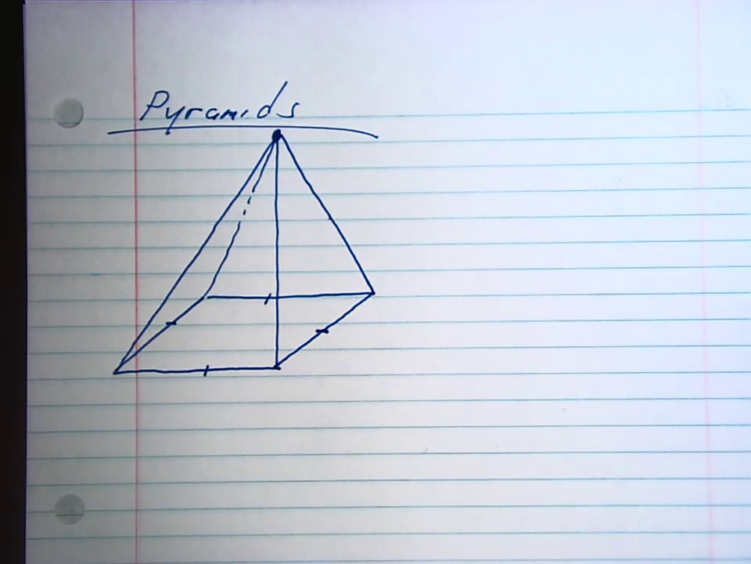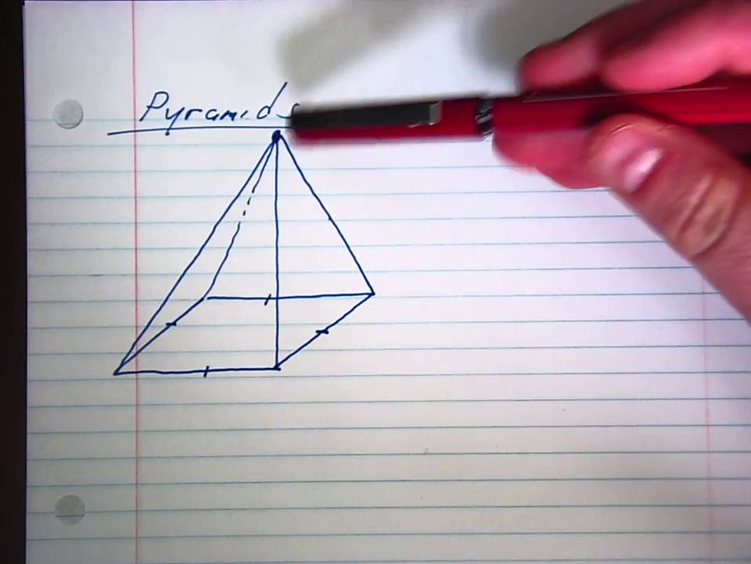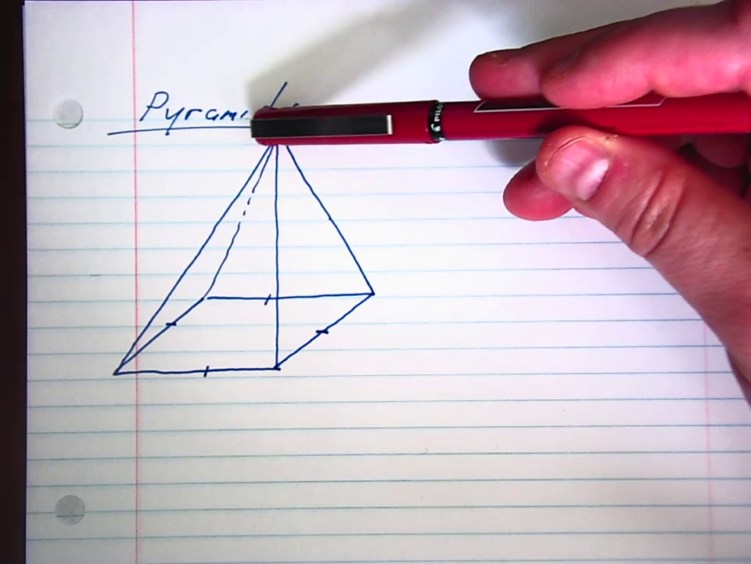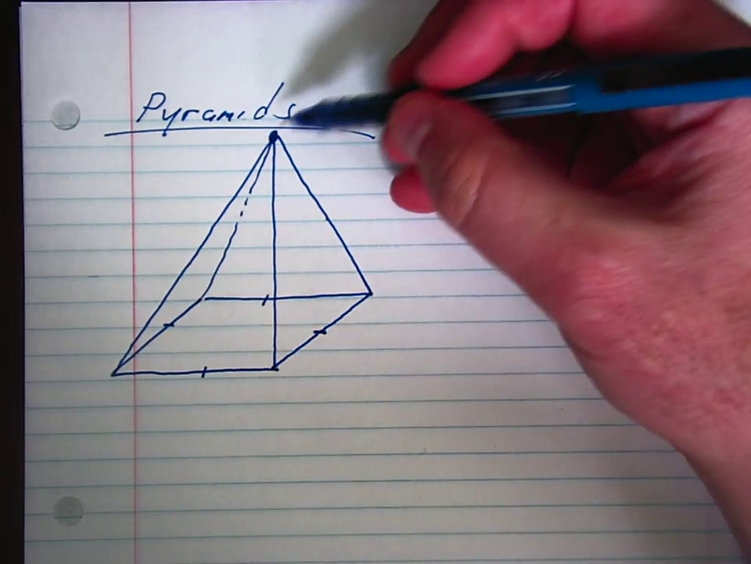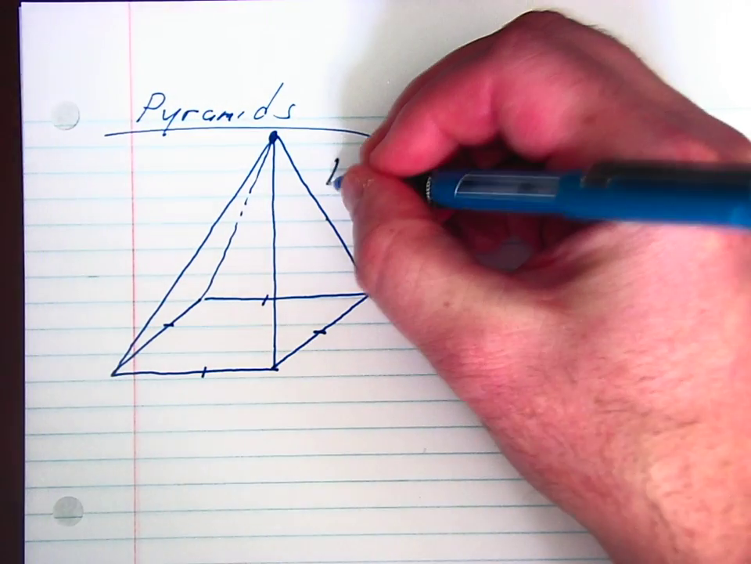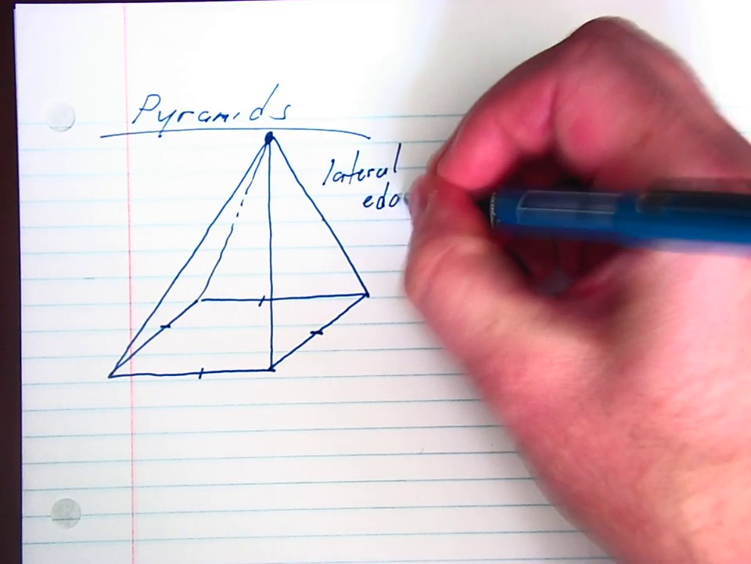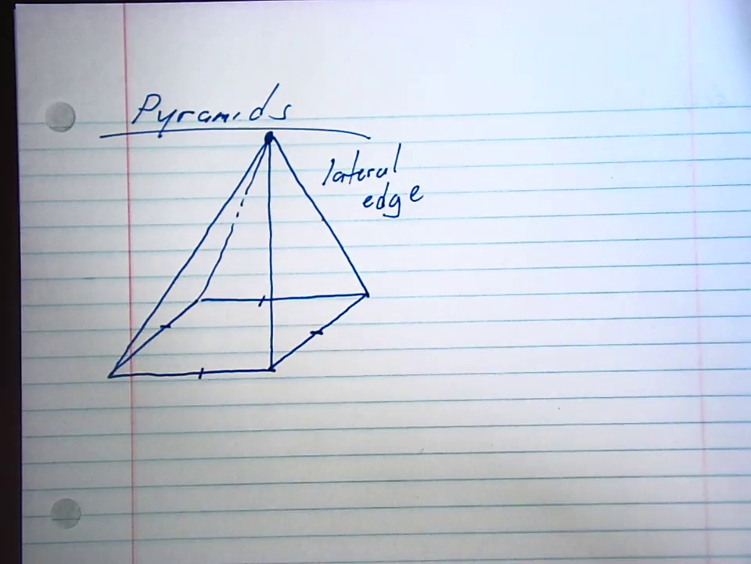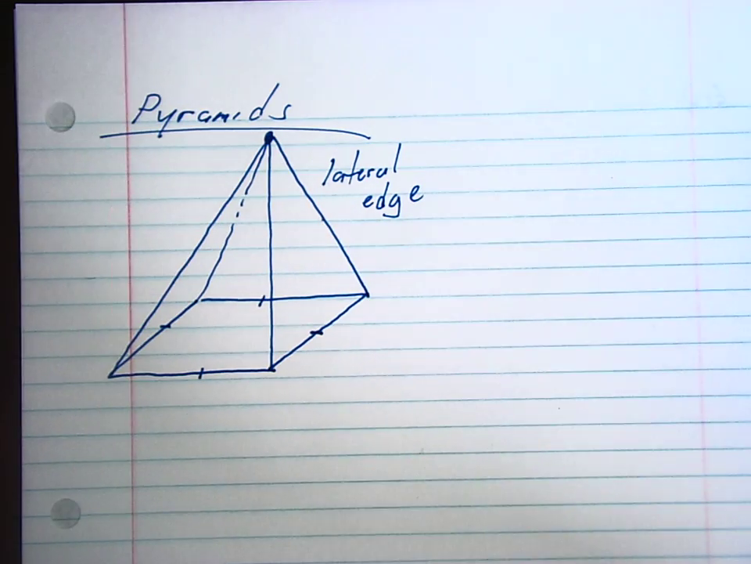Okay, so here's the thing that's going to go on. From the top of the pyramid, I'm going to give you guys one of three lines. If I give you one of the lines that goes to a corner of the base, this is called a lateral edge. Lateral edge. There's two other options that I'm going to give you guys.